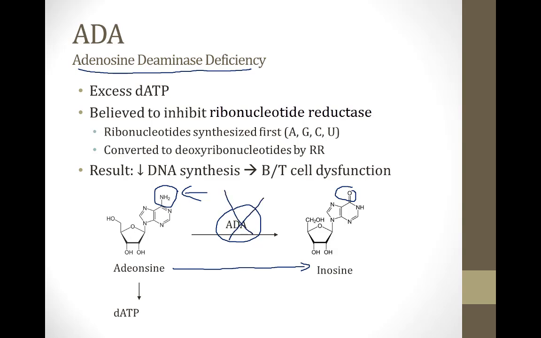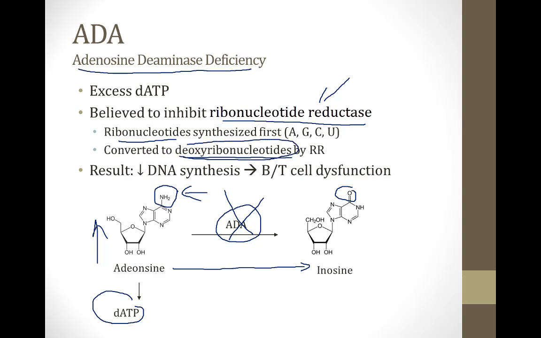If adenosine deaminase is dysfunctional, you will get high levels of adenosine and deoxyadenosine, and this can lead to high levels of deoxy-ATP. The problem with high levels of deoxy-ATP is that it is believed to inhibit ribonucleotide reductase enzymes. These are enzymes that convert ribonucleotides into deoxyribonucleotides. So you need this enzyme functioning in order to create the building blocks of DNA, which are deoxyribonucleotides. So in the presence of high levels of dATP, you get reduced building blocks for DNA. As a result, you have reduced DNA synthesis, and this leads to B and T cell dysfunction.